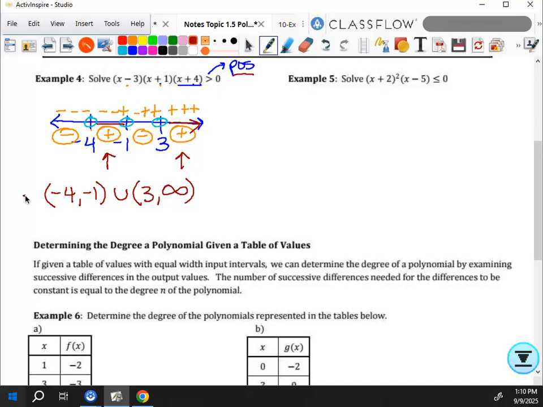What questions do we have right now? Can you explain why the third one is negative? Why this is negative? Is that what you're asking me? Okay. Because when I put in, what do we put in? 0. 0 minus 3 is negative, then positive, and then positive. So a negative times a positive is negative. Okay. Good question. Anything else?